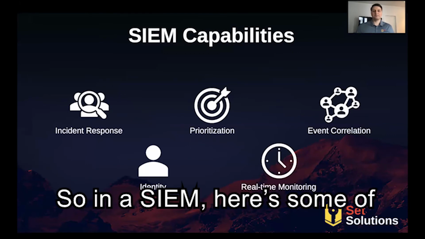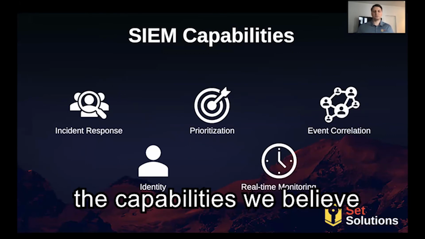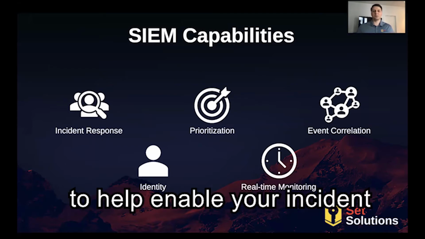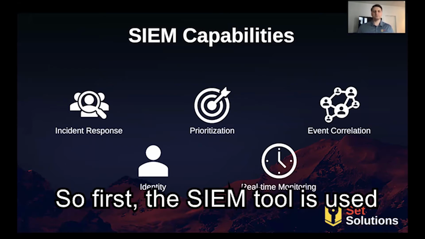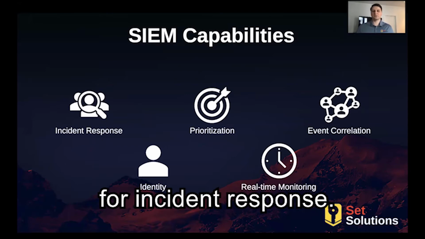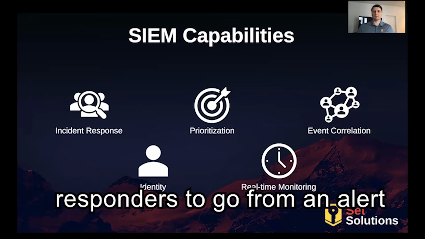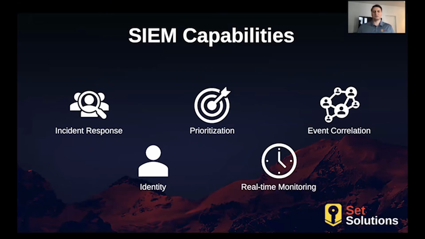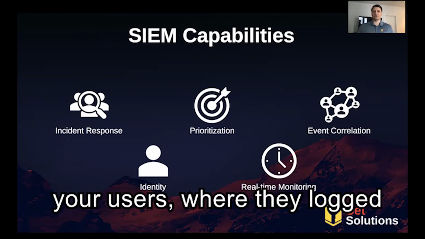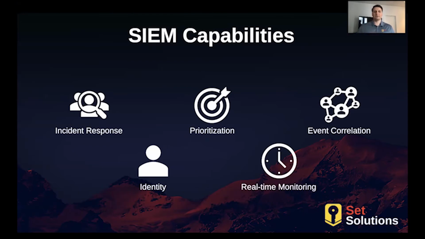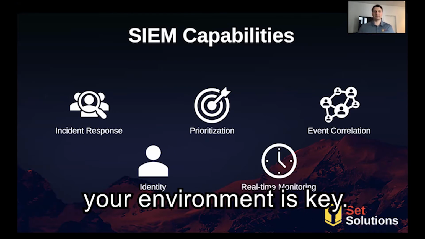So in a SIM, here's some of the capabilities we believe should be in a modern SIM to help enable your incident responders. So first, the SIM tool is used for incident response. It should enable your incident responders to go from an alert through an investigation to get the full picture. Identity, building out the mapping of your users, where they logged into, where did they log in from, and tracking that throughout your environment is key.